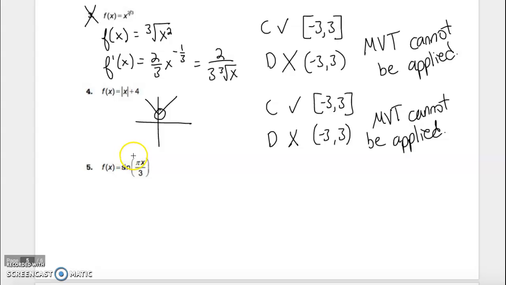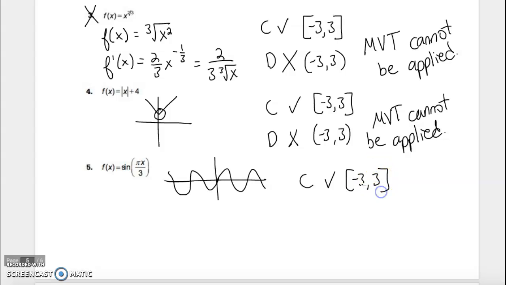All right, let's talk about this function, sine of pi x over 3. So I know all sine functions in general look like this, right? And so I would say, oh, that's a cosine function. My goodness, you guys. So I would say that a sine function is definitely continuous for all real numbers, from -3 to 3, especially.